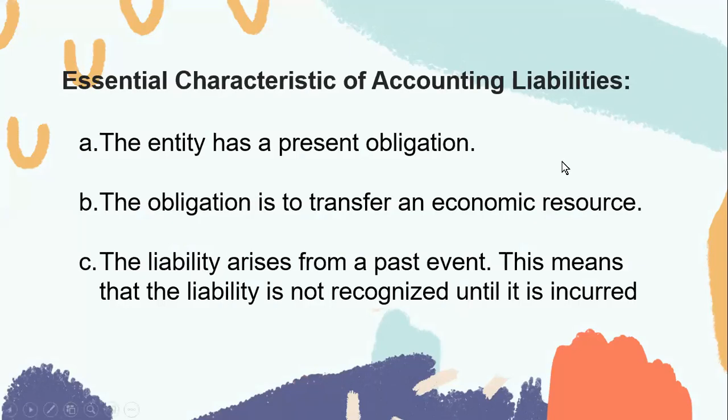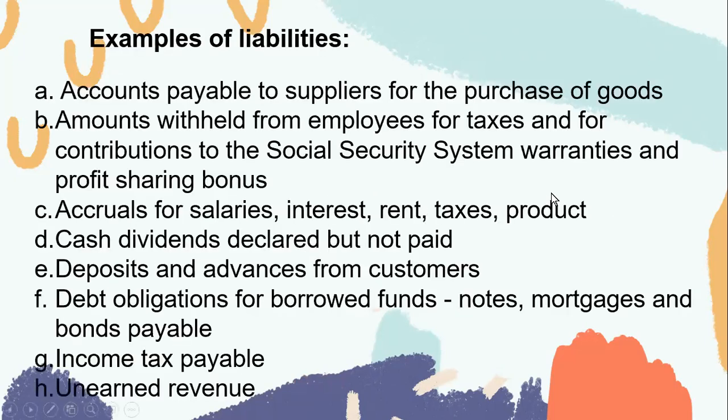Next slide, Ate. So these are the essential characteristics of accounting liabilities. First, the entity has a present obligation. Next, the obligation is to transfer economic resources. This is the main point, the obligation to transfer economic resources. And third, the liability arises from a past event. This means that the liability is not recognized until it is incurred. Those are the components of the essential characteristics of accounting liabilities.